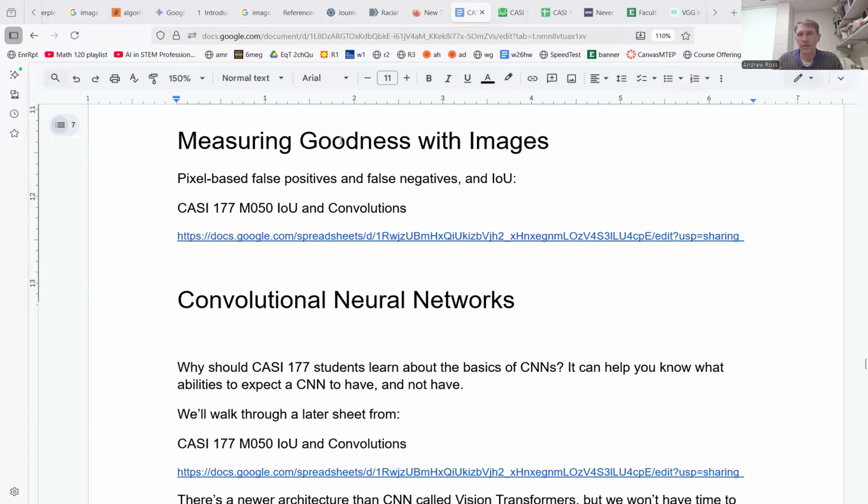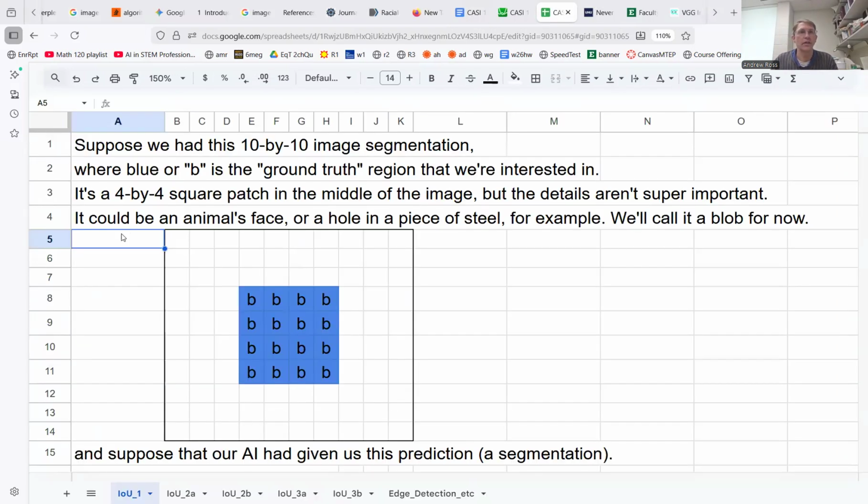Let's talk about measuring the goodness of images. We're going to look at pixel-based false positives and false negatives, and something called IOU. I've got a spreadsheet for it here, and I'll put the link in the description.